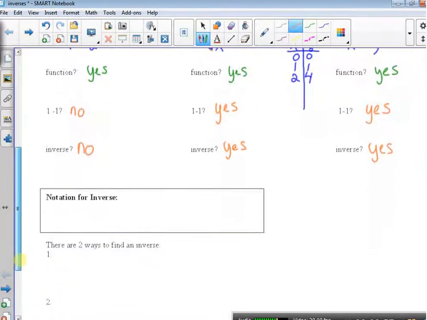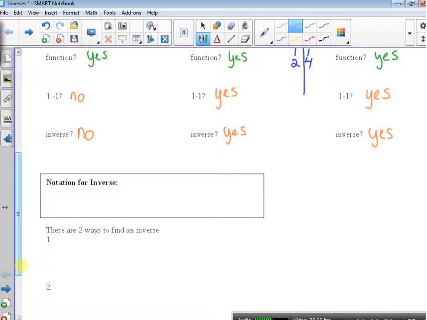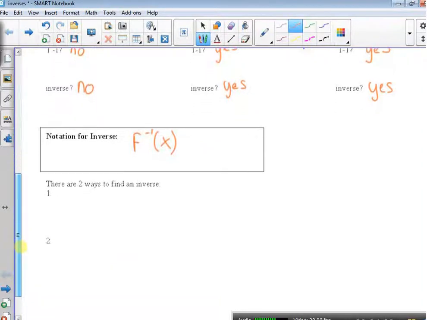Now when you look in textbooks and you're taking your exams, the notation for an inverse is f with a little -1, up higher like an exponent, of x. Or it could be g -1 or h -1. Usually they use f. There are two ways to find an inverse: algebraically and graphically.